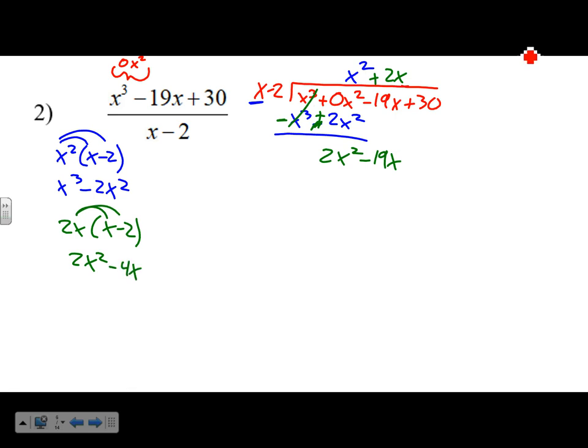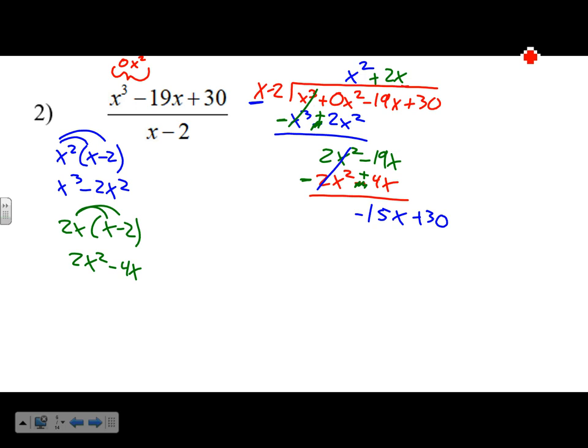So that's what we get down here in the bottom. 2x squared minus 4x. Again, go through, change your signs. This one's going to be a negative. This one's going to turn to a positive. And now when you add these together, those cancel. Negative 19 plus 4 is negative 15x. Bring down your 30.